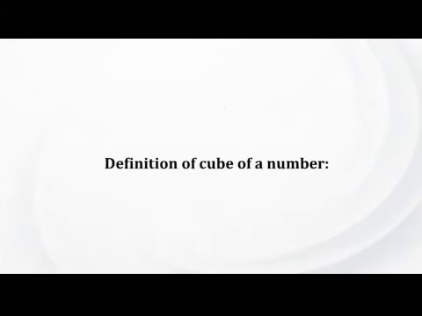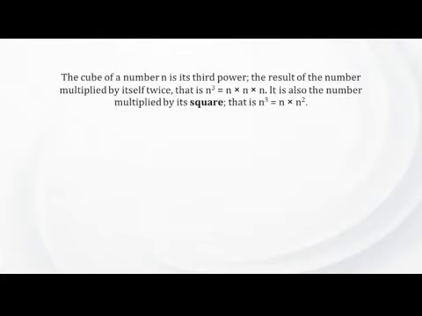Next, we are going to learn about cube and cube roots. Definition of cube of a number. The cube of a number n is its third power, the result of the number multiplied by itself twice, that is n cube, which is equal to n × n × n.